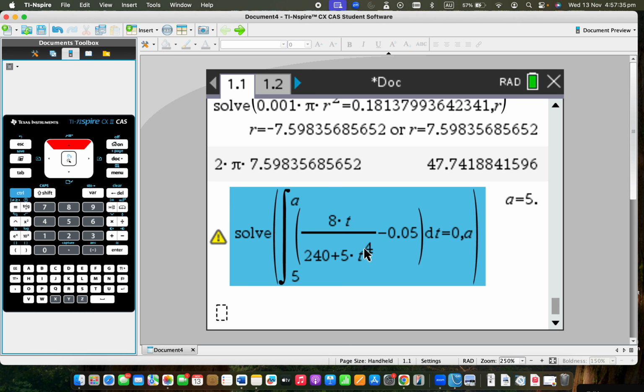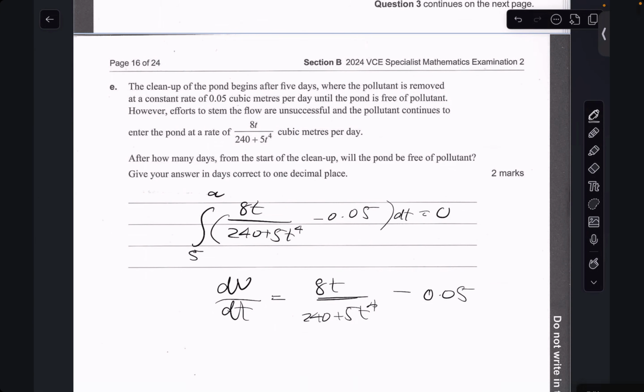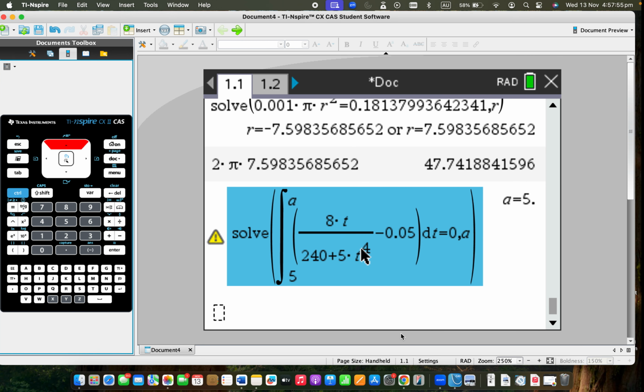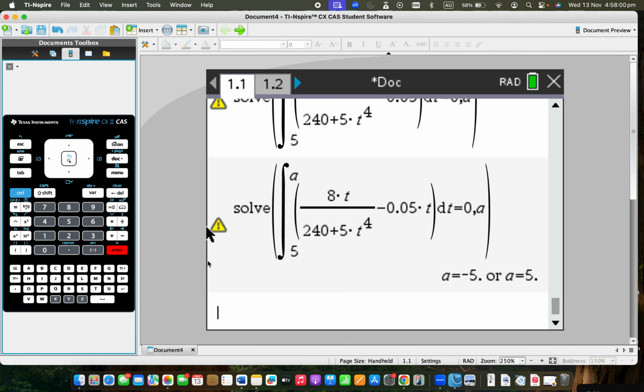What have I done wrong? So we want to know when the volume is equal to 0. Now that's the dv dt. It's in at that and out at that. It's not t, is it? No.